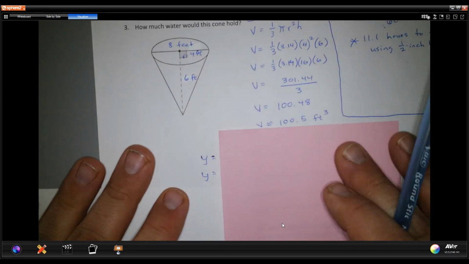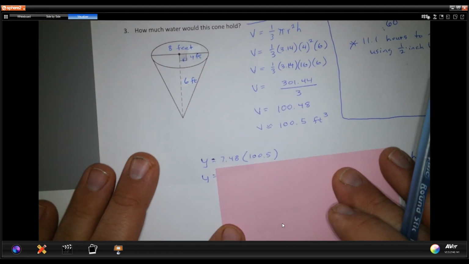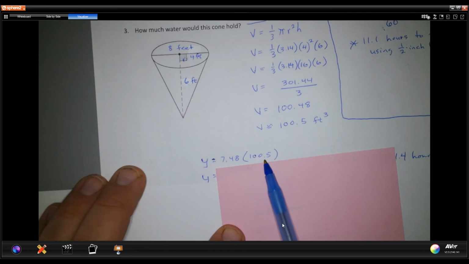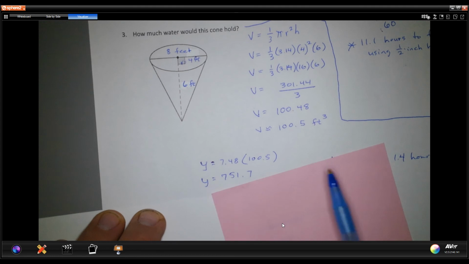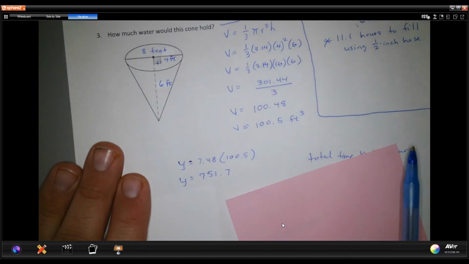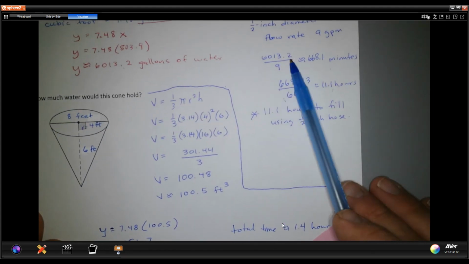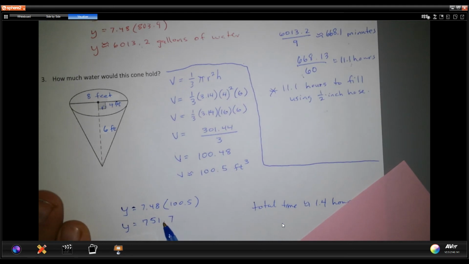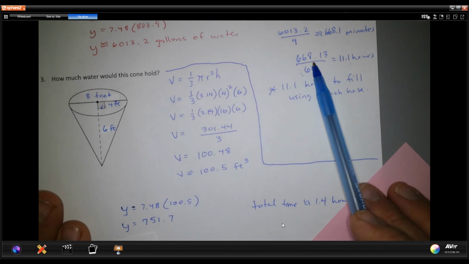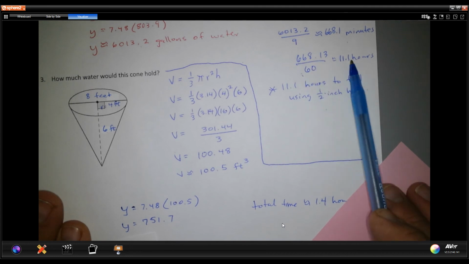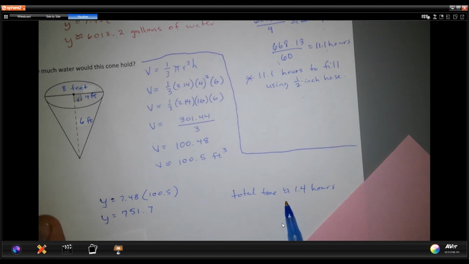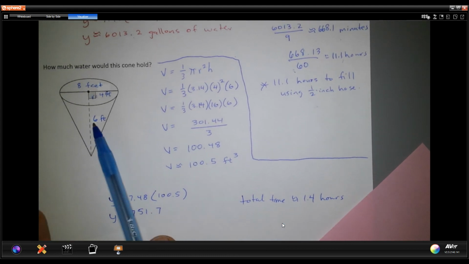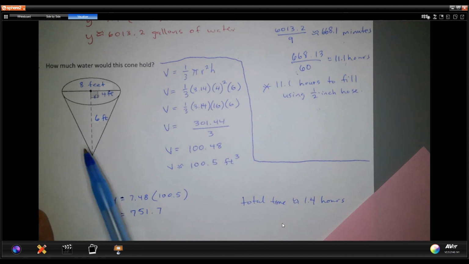We can follow the same process of saying, okay, if it's just over 100 cubic feet for the dry volume, then the wet volume is going to be 750 gallons. Working through the same process that we did up above, we would take our total gallons divided by 9 to find out how many minutes, and then divide that value by 60 to find out how many hours. We find out it would take us just over an hour, just about an hour and a half, to fill up a cone that's 8 feet wide and 6 feet deep.